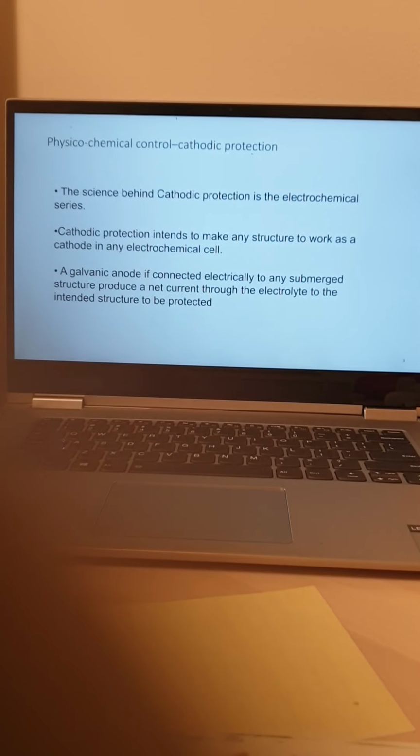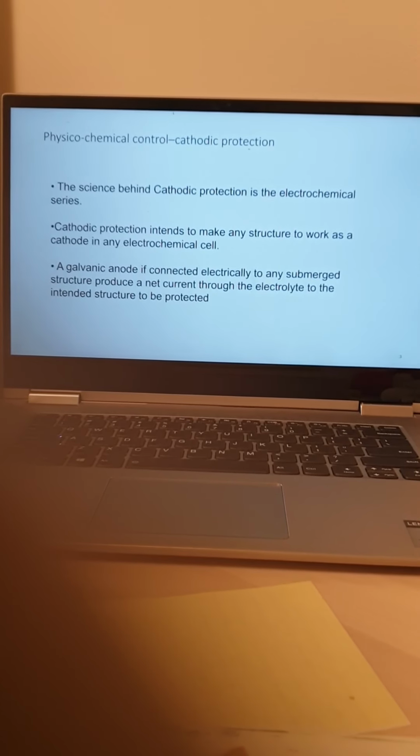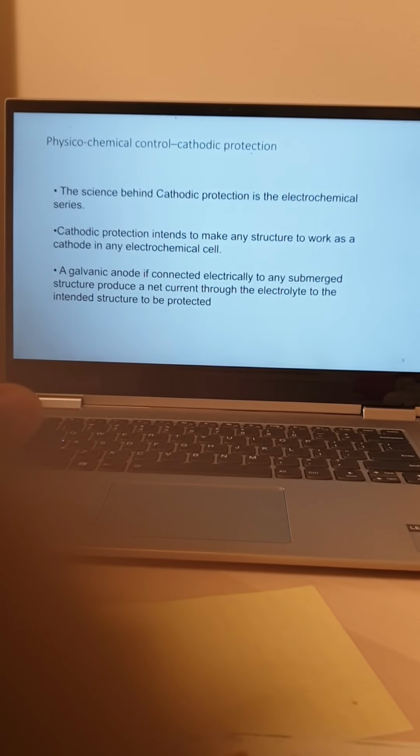So the science behind cathodic protection is the electrochemical series. We reviewed the electrochemical series at the beginning of the year. Cathodic protection intends to make any structure work as a cathode in an electrochemical cell. As we described at the beginning of the course, when we have the noble material touching the active material, the active material tends to have an accelerated degradation to protect the noble material.